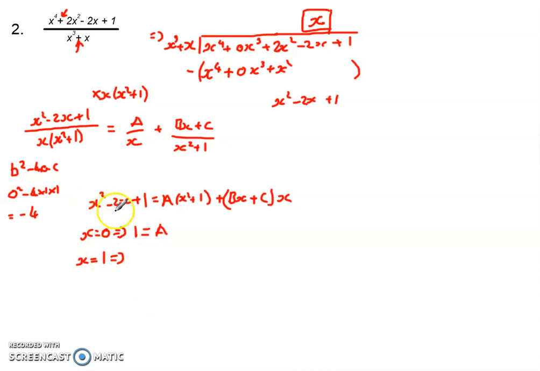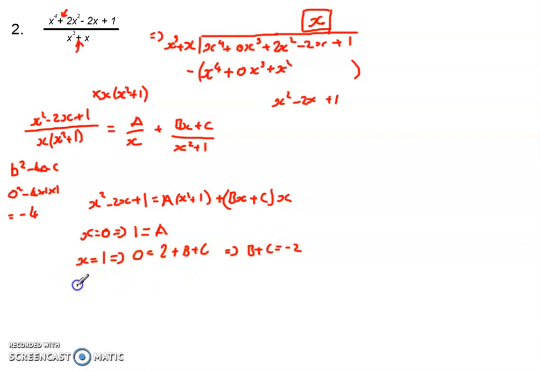What I'm going to get on the left hand side is 1 take away 2 plus 1. So I get 2 take away 2, so I'm actually going to be left with 0 on the left hand side. In here I've then got 1 plus 1, so 2 times whatever the value of a is, which we know is 1. So I've got 2 there. If x is equal to 1 here, I've got b plus c times 1. So I've then got 2 plus b plus c. So from that first one, what I know I can get is b plus c is equal to negative 2.